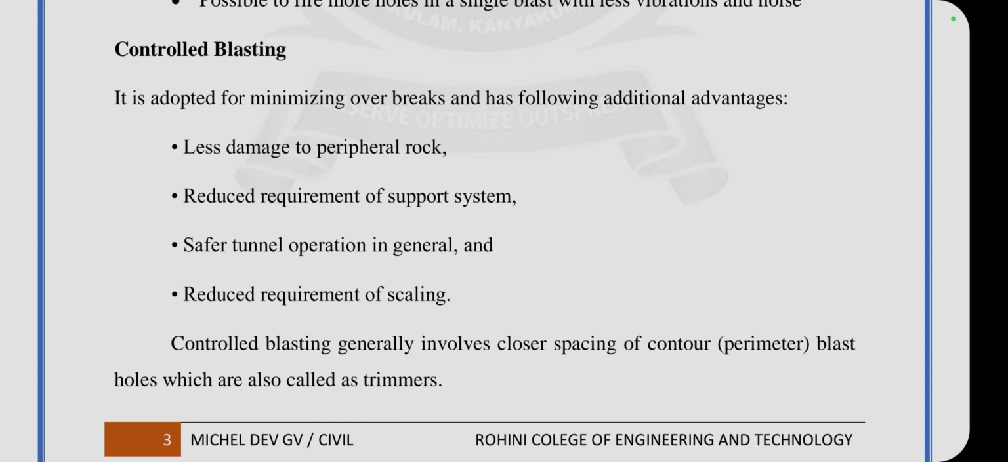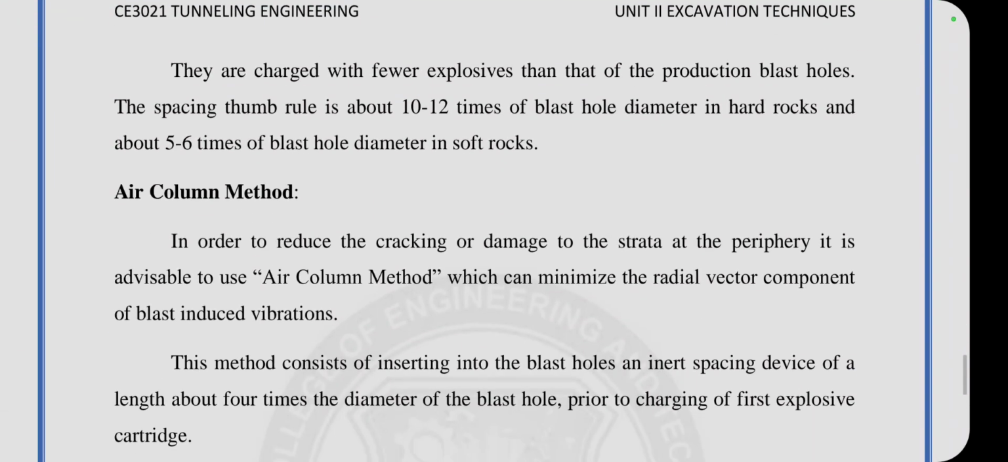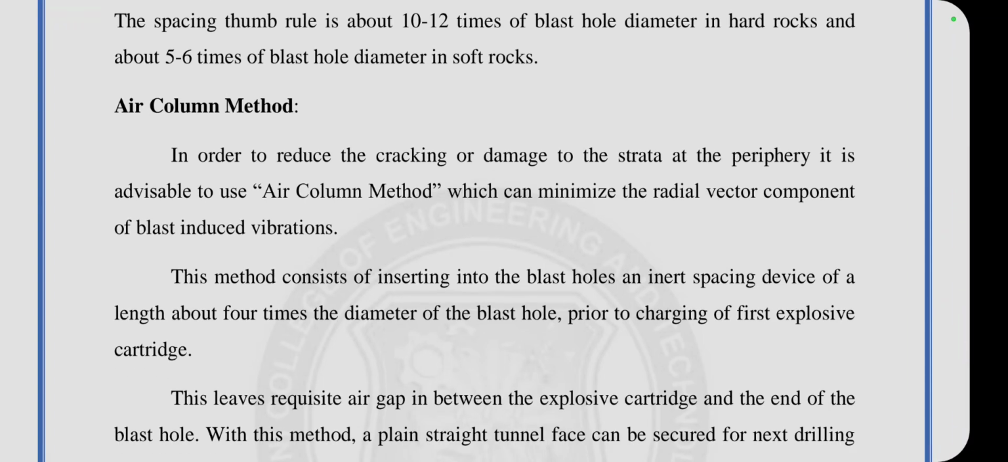Control blasting generally involves closer spacing of contour blast holes, which are also called trimmers. Air cushion method: in order to reduce the cracking or damage to the strata or the periphery, it is advisable to use the air cushion method, which can minimize the radial vector components of blast induced vibrations. This method consists of inserting into the blast holes an inert spacing device of a length about 4 times the diameter of the blast hole prior to charging the first explosive cartridge.